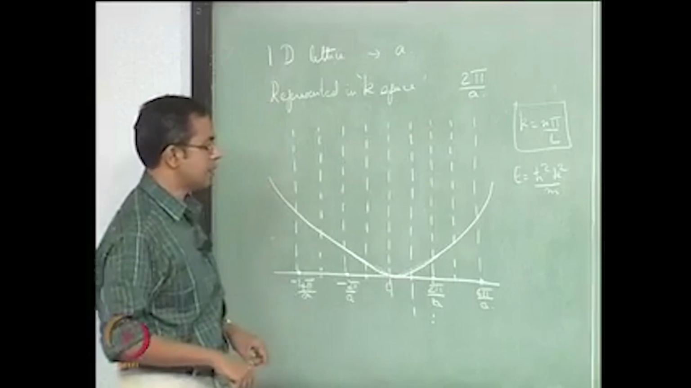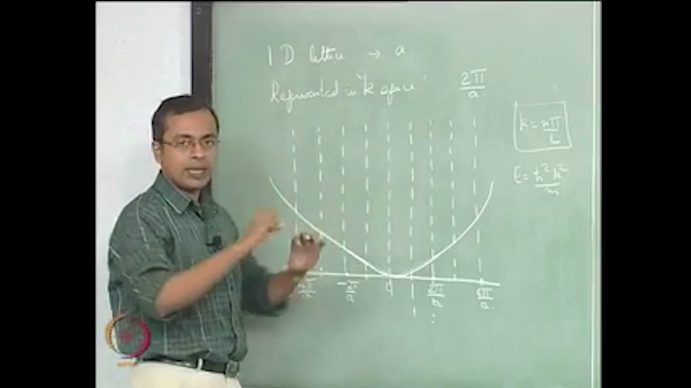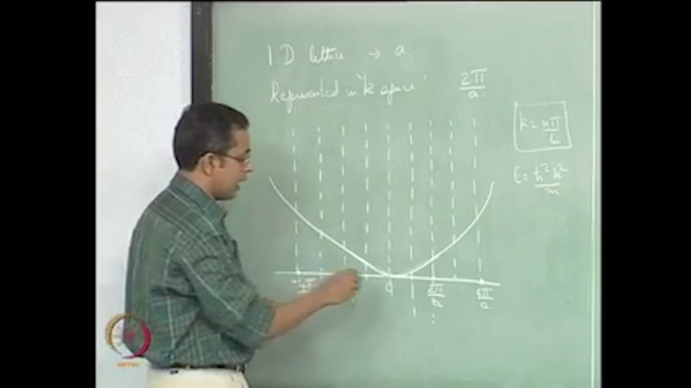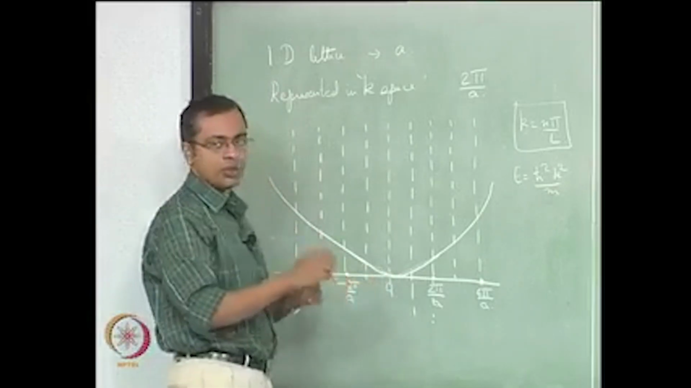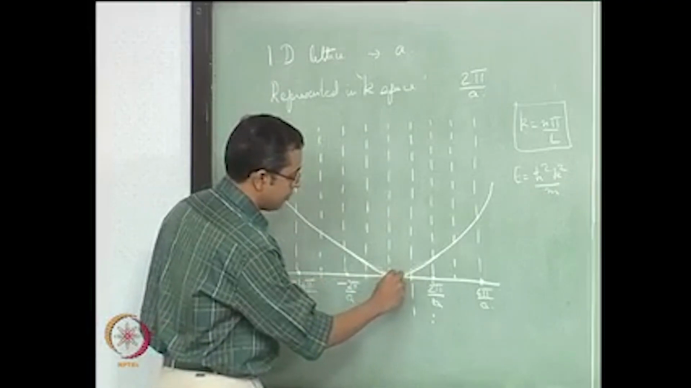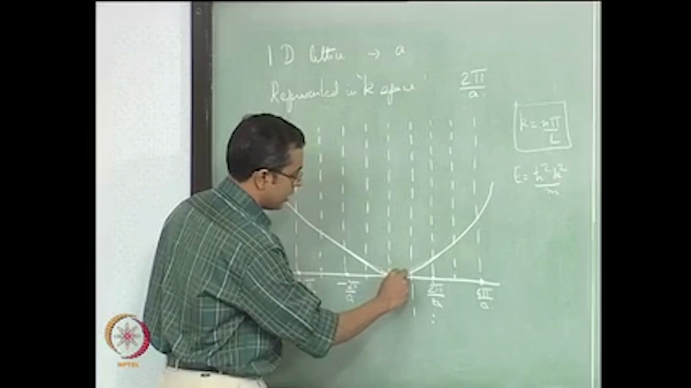What actually happens is that this E versus K relationship now gets broken up at those locations where the diffraction is occurring, and it is essentially described by saying that travelling waves become standing waves, so to speak. So this relationship will now change and the diagram will begin to look like this.